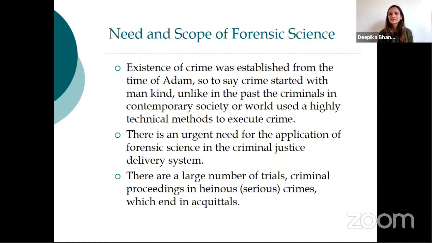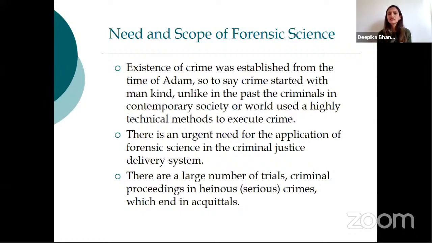Unlike the past, we are living in a contemporary society, though the crimes were also traditional crimes. But since we are living in a very advanced society, the technicality has increased. So we have presently what? Cyber crimes as well, not only traditional crimes like murder, theft, robbery, or sexual assault. These are the traditional types of crime, but we have technical crimes also, like phishing, cyber crimes.